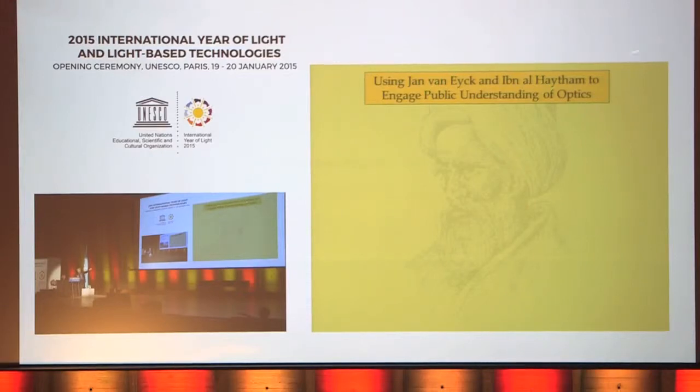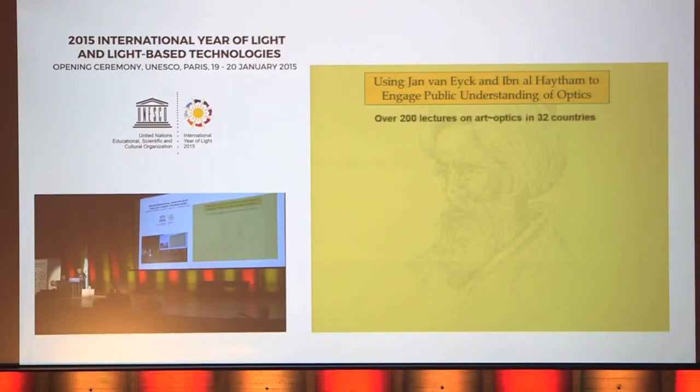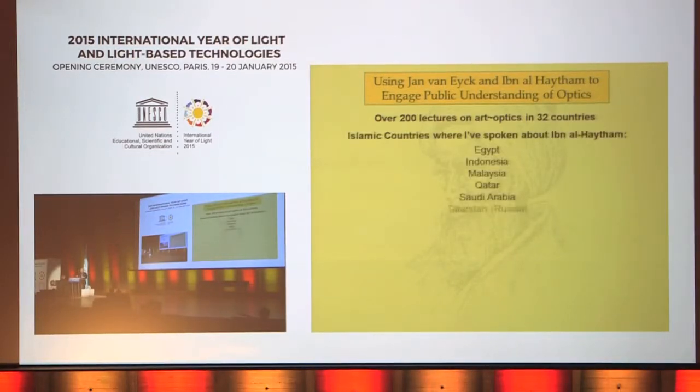What I'm trying to do, and I've been trying to do actually for a number of years now, and now I've made contact with, you've heard the 1001 Inventions people, I've made contact with them, and what I'd like to use are things like Jan van Eyck and Ibn al-Haytham to engage public understanding of optics. And I've given over 200 lectures on art and optics in 32 countries so far. And Islamic countries where I've used heavy amounts of material on Ibn al-Haytham are listed here. Circumstances have prohibited me thus far from accepting invitations in Iran or Pakistan.